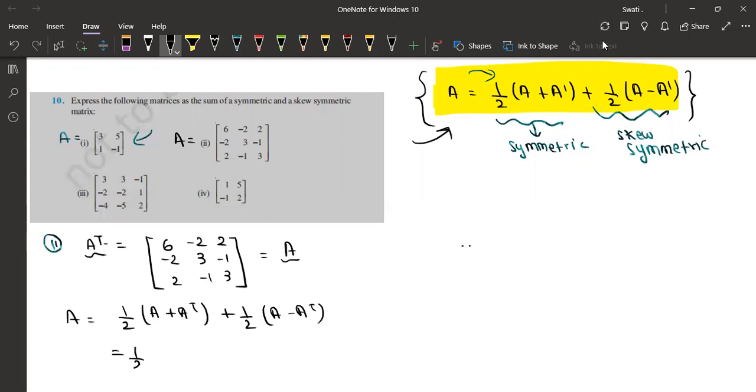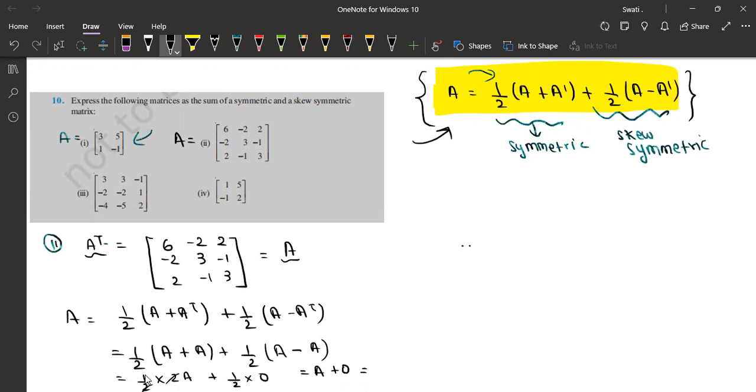So wherever it is transpose, we can write down plus A plus half of A minus A transpose is A. Now this is going to be half: A plus A is 2A, and this is going to be half into A minus A, which is 0. Clearly this will get cancelled, so we're getting A plus 0. So what is A plus 0?